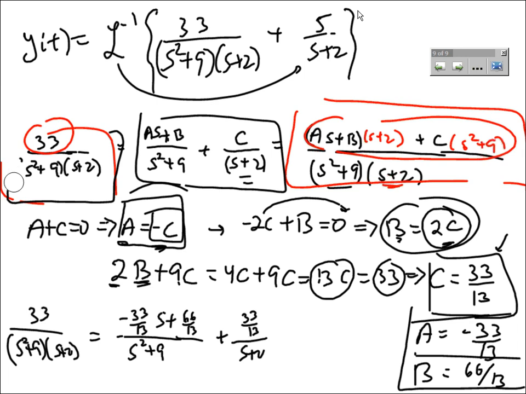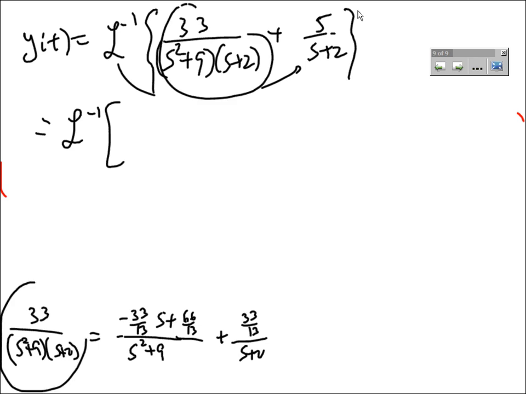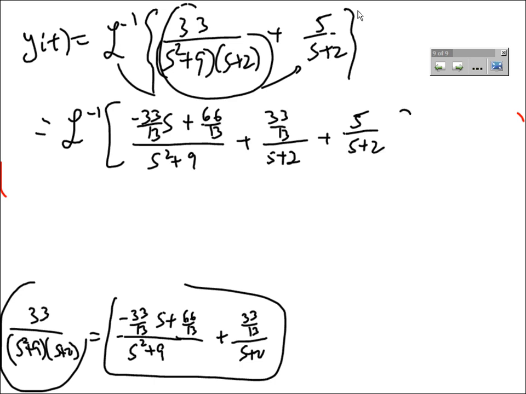Okay, so we can get rid of almost all of this. And then I can say that the top line is equal to Laplace inverse of 33 of this, that is of this, which equals that: negative 33 over 13 s plus 66 over 13, all over s squared plus 9, plus 33 over 13 over s plus 2, plus 5 over s plus 2.